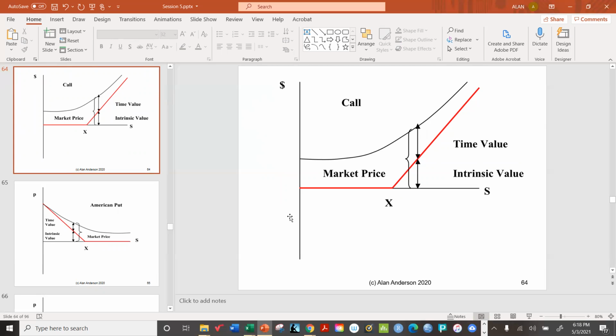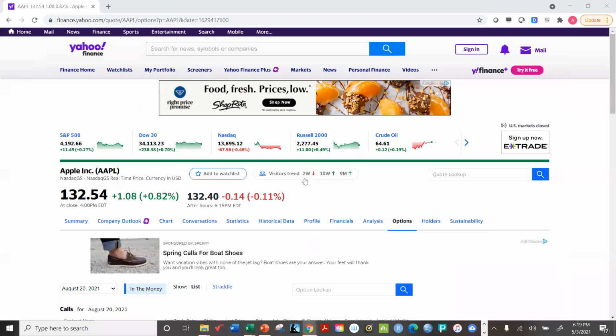The time value tells me how much premium I'm paying for this option to account for the possibility that as time elapses, the option could become more valuable. All right, now for very long-lived options, the time value can be very considerable, and for short maturity options, it can be very trivial. So once again, why don't we visit our chart here?